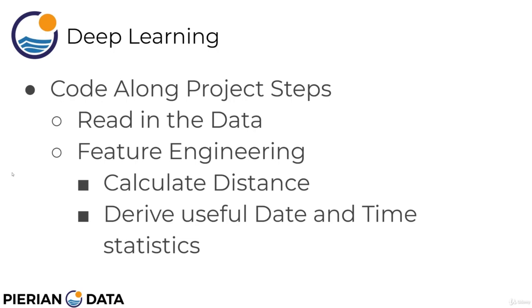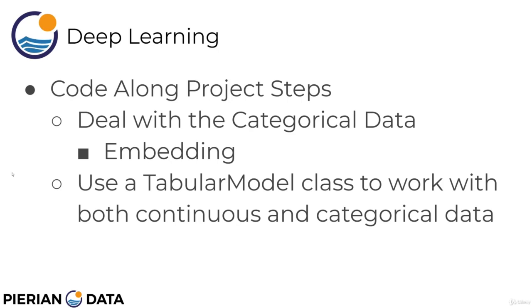Then, after reading in the data, we'll perform some feature engineering, things like calculating the distance based off latitude and longitude, as well as deriving useful date and time statistics, like AM versus PM. Okay, and then we'll also have some categorical data to deal with, so I want to show you how to deal with that, things like embeddings. And then we're going to develop a tabular model class. Previously we developed just a simple model class that had in its attributes a number of hidden neurons and then the feed forward process. And we're going to expand on this in order to deal with both continuous data and categorical data that's within the same data set.